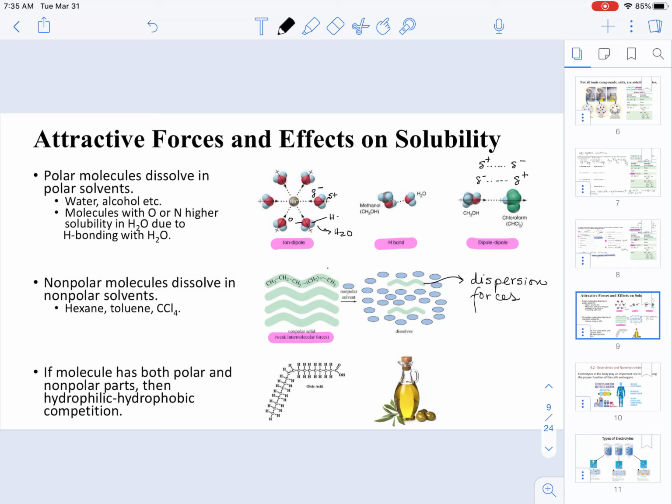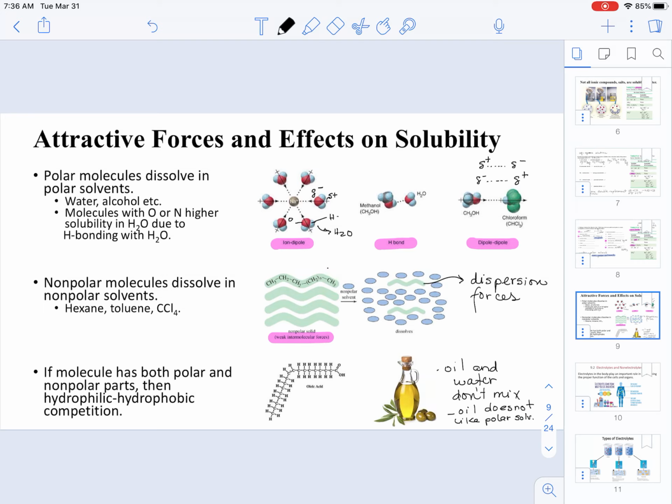So in general terms, we know that oil and water don't mix. So this implies that oil does not like polar solvents.